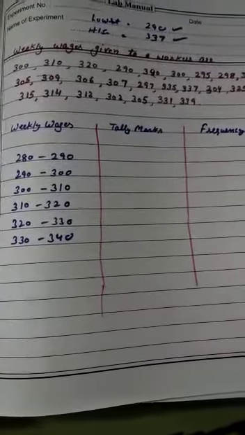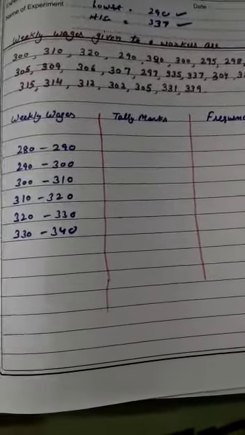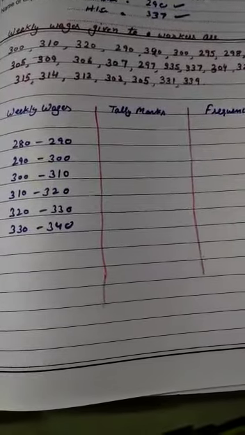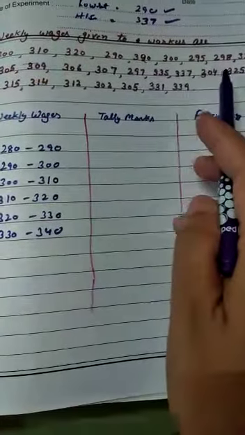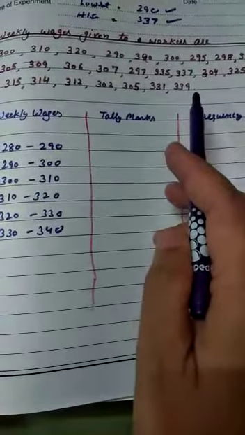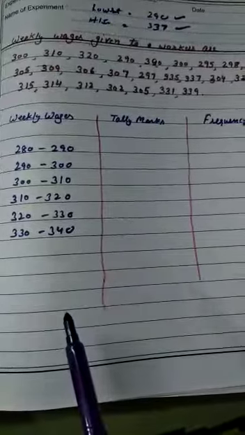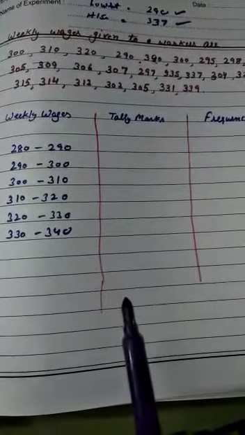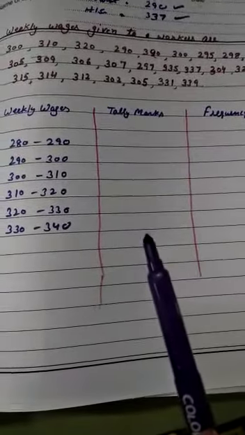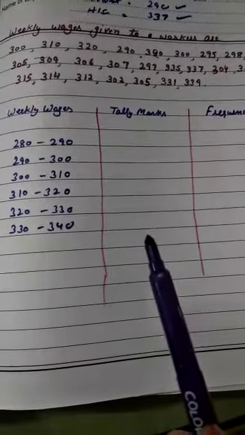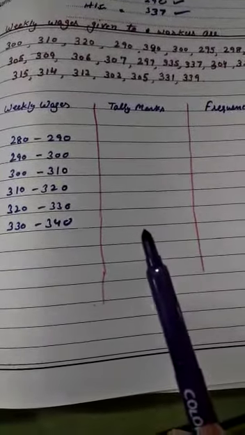How to draw a group frequency distribution table. Here, weekly wages given to workers are given, ranging from 300, 310, 320, 290, 320, and 339, and so on. Now, if we write the values from 300 to 339, it will be very difficult. So we will divide them into intervals.